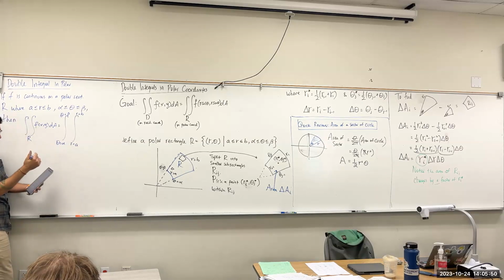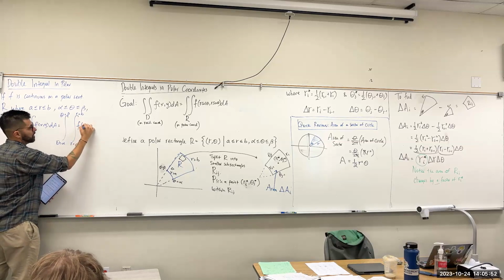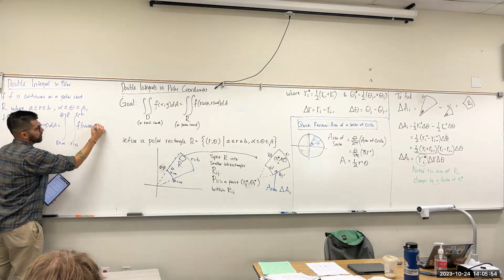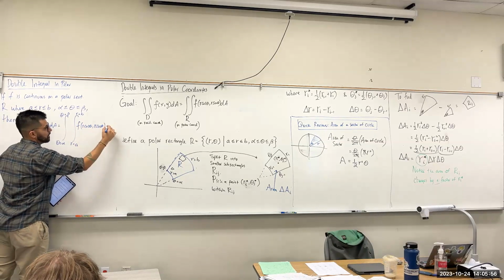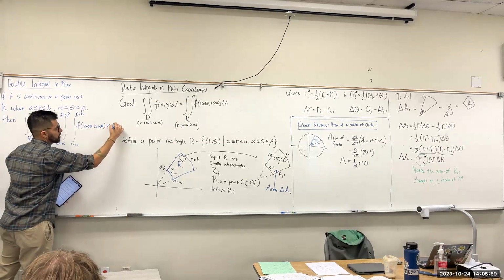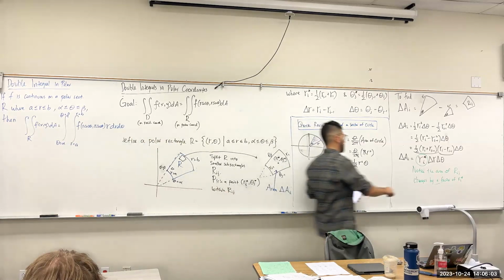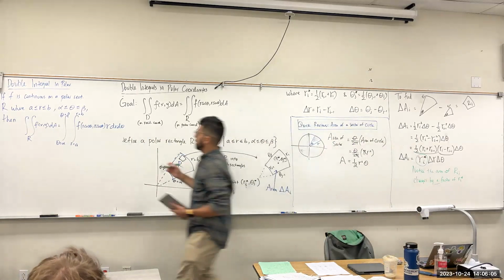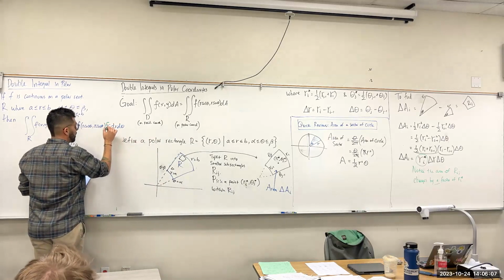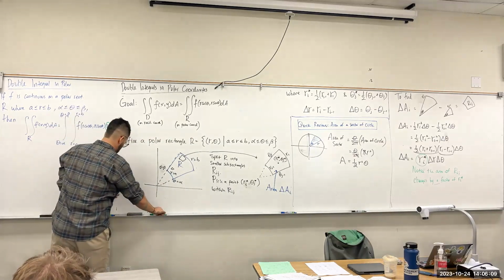Okay? And then all your x's become r cosine theta, all your y's become r sine theta. But then you get that r that pops out, the r dr d theta. So don't forget the r. It's the one that can make the whole problem either really hard or just wrong.